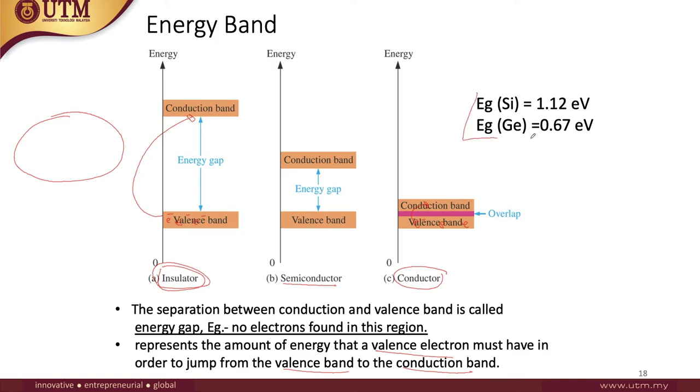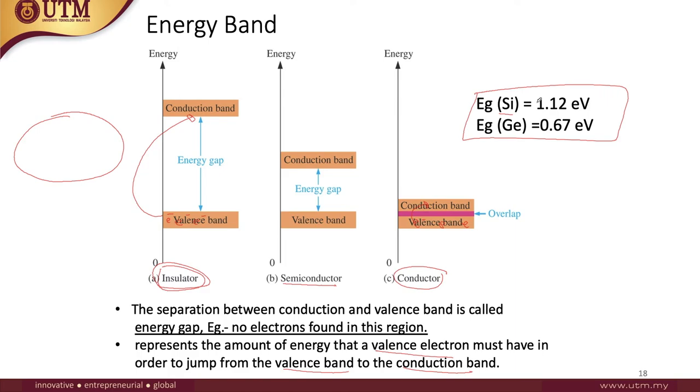Here are examples of energy gap values. For silicon, the energy gap value is 1.12 eV. For germanium, the value is 0.67 eV. What does that mean? It means that the silicon energy gap is bigger compared to germanium. So valence electrons of germanium can move to the conduction band more easily compared to silicon.